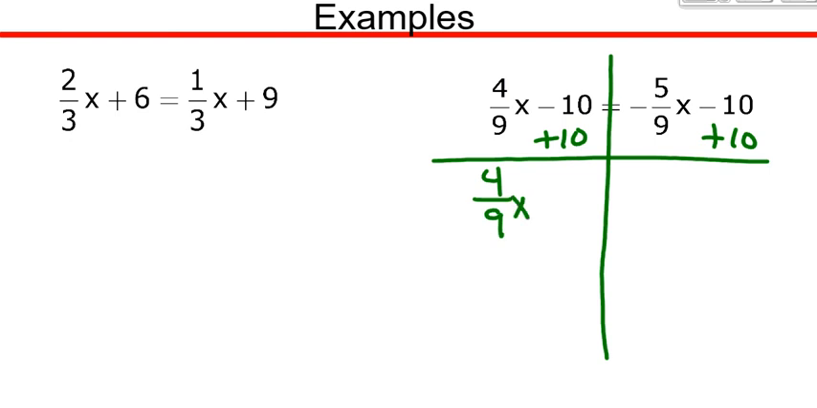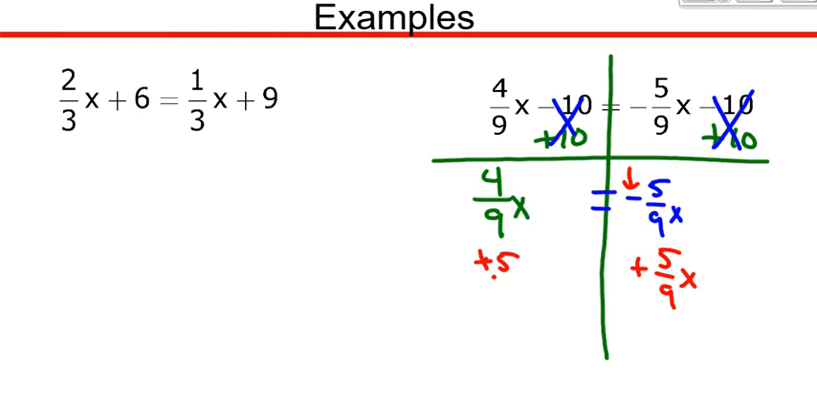I think this one's going to end up being really easy. That's going to leave me with 4/9 x. That will cancel. Equals negative 5/9 x. That's also going to cancel. All right, so let's see what we can do with this. Just like I would before, I'm going to add 5/9 x to both sides because I want to get all my x's on one side, and since this is a negative, I have to do the opposite of that, which is positive. So add 5/9 x.